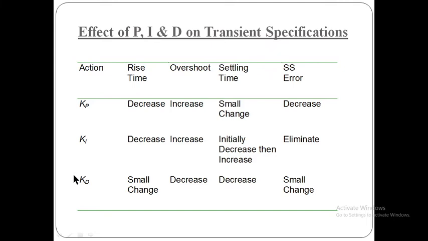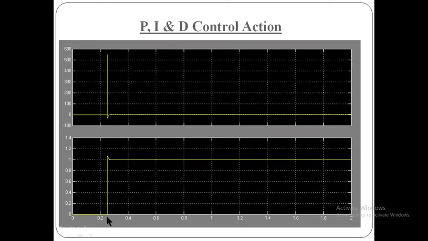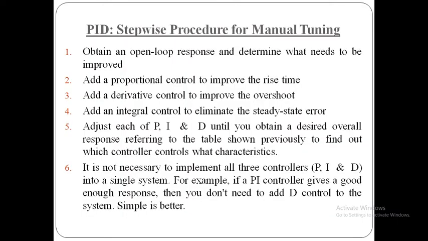Similarly, what will be the effects of this derivative controller KD? Because of this derivative controller there is a small change in rise time, overshoot decreases, settling time decreases, and there is also a small change in steady state error. Small change means it can increase or decrease by a small value. So after applying this PID controller, this is the output of this PID controller, and this is the error signal. You can see here overshoot decreases, rise time decreases. All these are the applications of this PID controller.